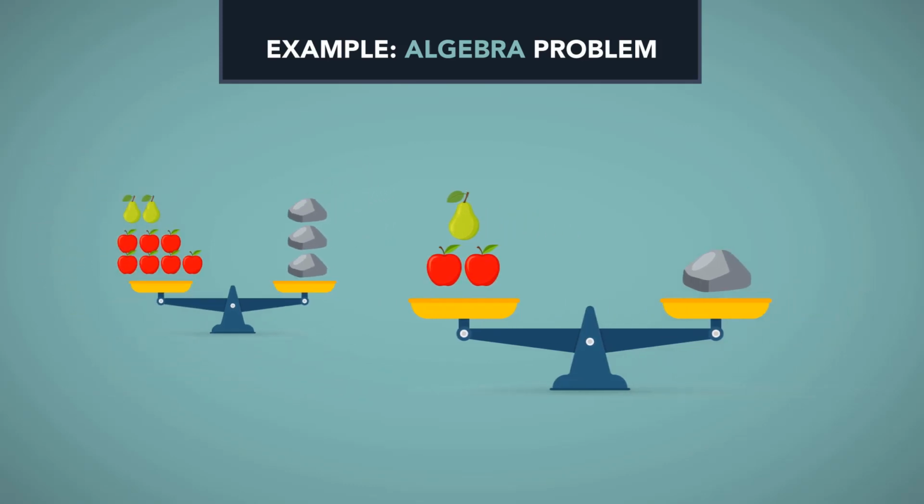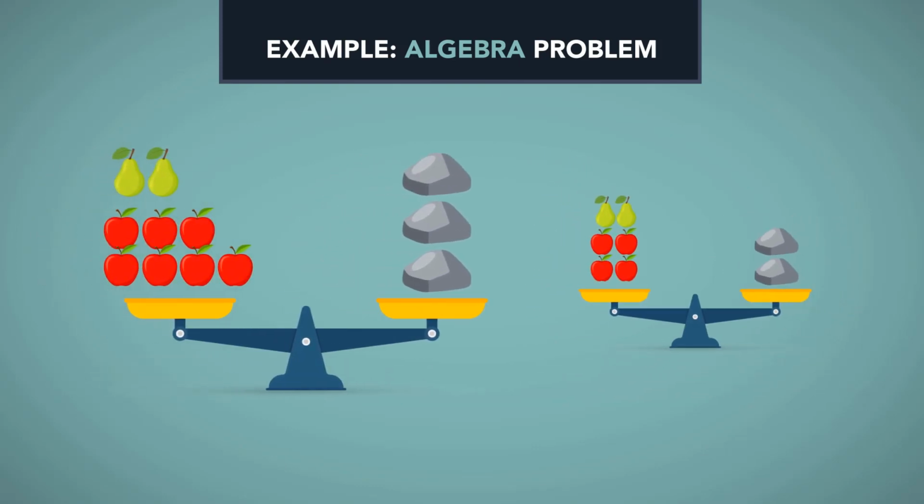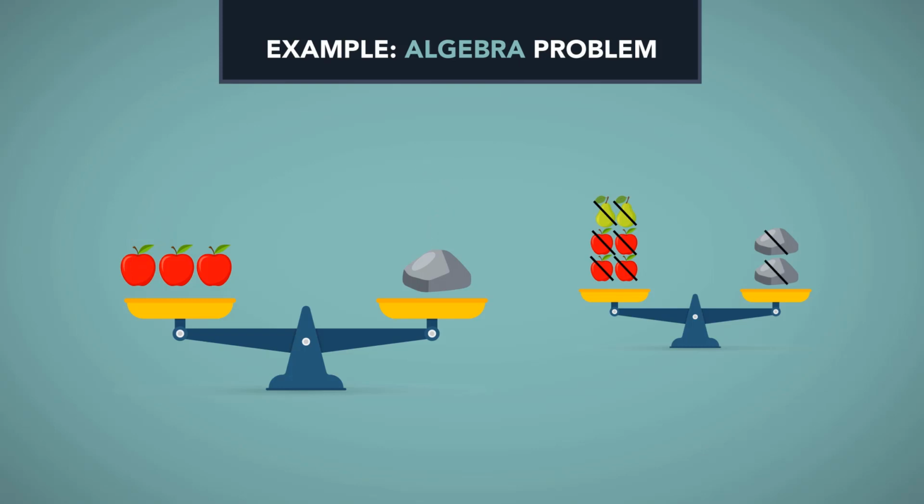We start with the fact that 2 apples and 1 pear balance with 1 stone. On the left side of the scale, we have 2 apples and a pear, and on the right side we have a stone. Now, on the left side, we have 4 apples and 2 pears, and on the right side we have 2 stones. The other fact that we know is that 7 apples and 2 pears balance with 3 stones. Therefore, if we take away 4 apples and 2 pears from the left, then take away 2 stones from the right, the balance will be preserved.